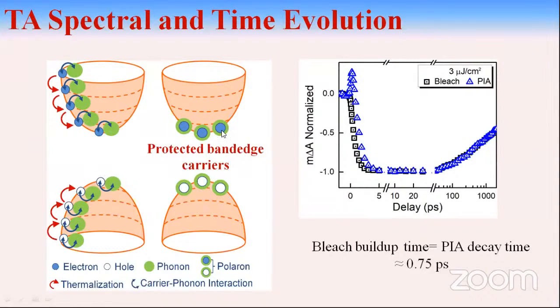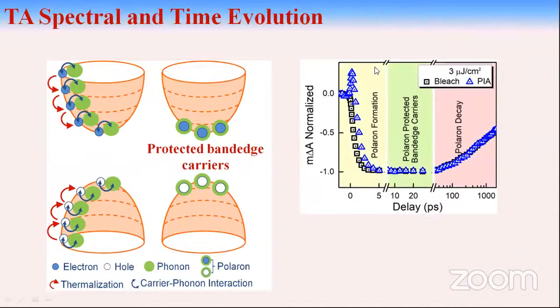Once the carriers have reached the band edge, they are protected via phonon dressing. By fitting the bleach dynamics and the absorption dynamics using a single exponential at the initial time scale, we have obtained a time of 0.75 picosecond as the Polaron formation time. Now, usually what is known in these systems is that this time is similar to the thermalization time. So here I have marked the three regions where we are showing the Polaron formation, Polaron-protected band edge carriers, and then the decay.